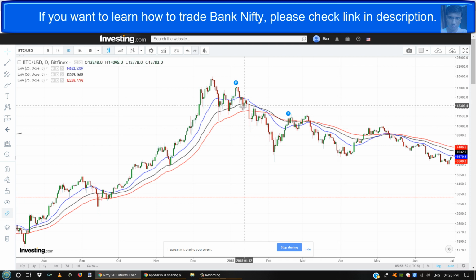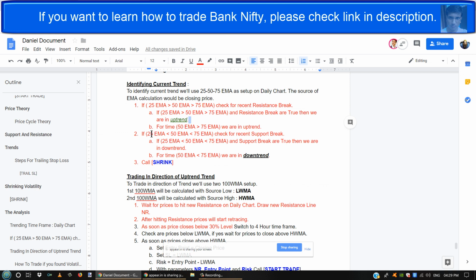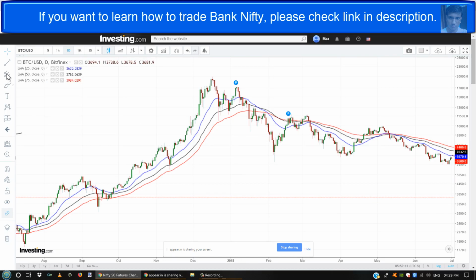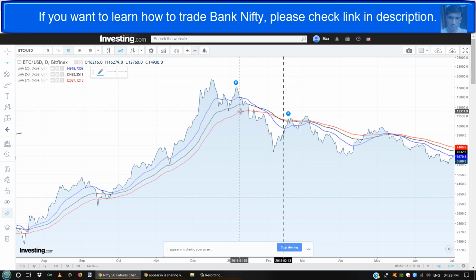Now suppose 25 EMA is below 50 EMA and it is below 75 EMA, check for a recent support break. Here we can see that the condition matched, right? 25 EMA is below 50 EMA and 50 EMA is below 75 EMA. Now we are supposed to see a recent support break. So what is the recent support? This one.